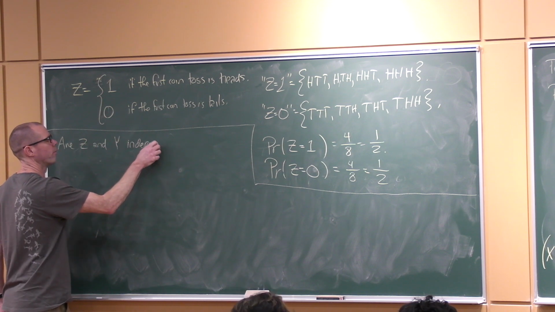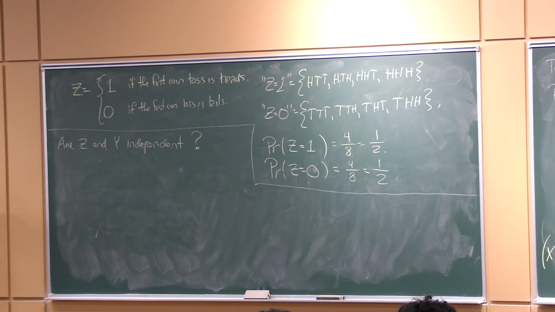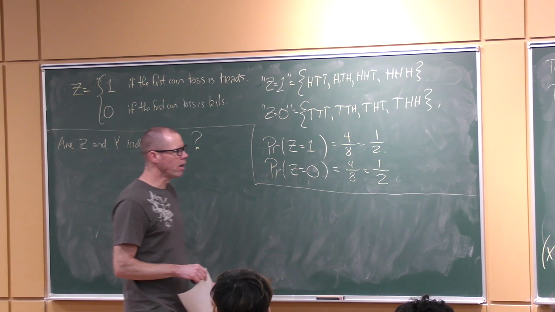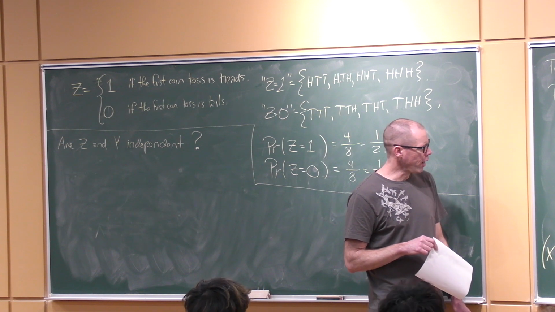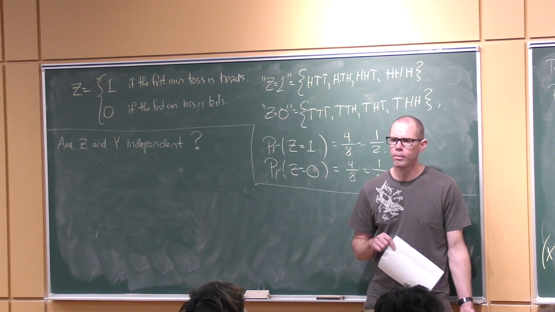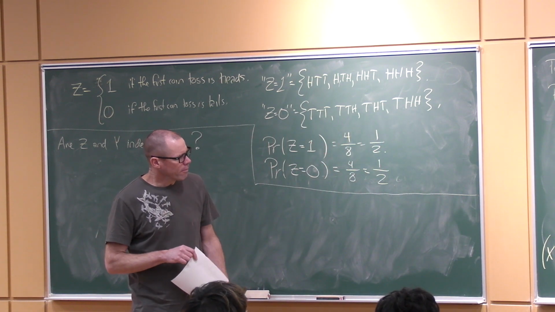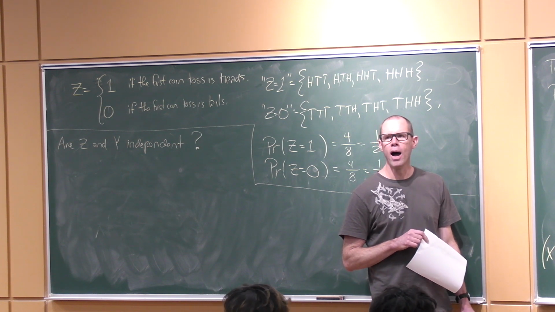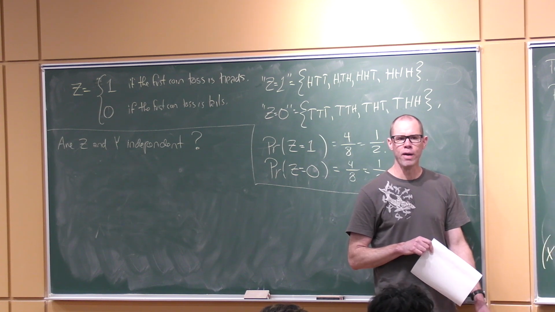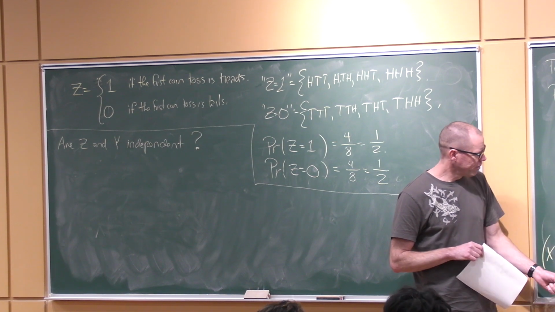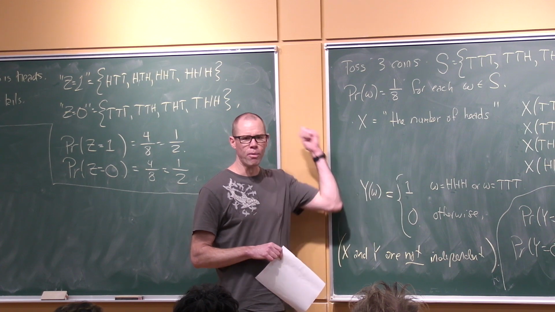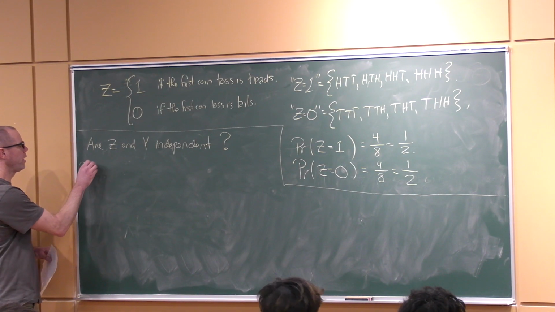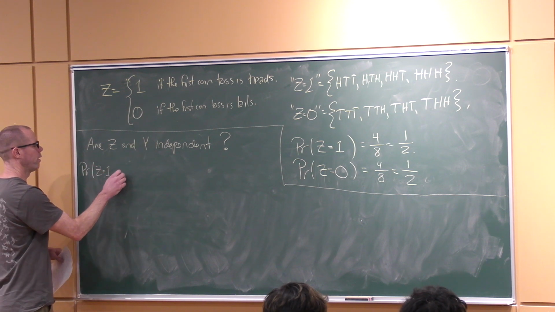Are z and y independent? So if I tell you that the first coin toss is heads or not, does that tell you anything about whether you got 3 heads or 3 tails? I don't see an obvious counterexample, which is annoying because that means we don't get to just pick a value of x and y and say, here's where they're not equal. Now we have to try all values of little x and little y. Luckily, there's only 4 things, right? 2 choices for y and 2 choices for z. But let's just check them. So if I look at the probability that z equals 1 and y equals 1.